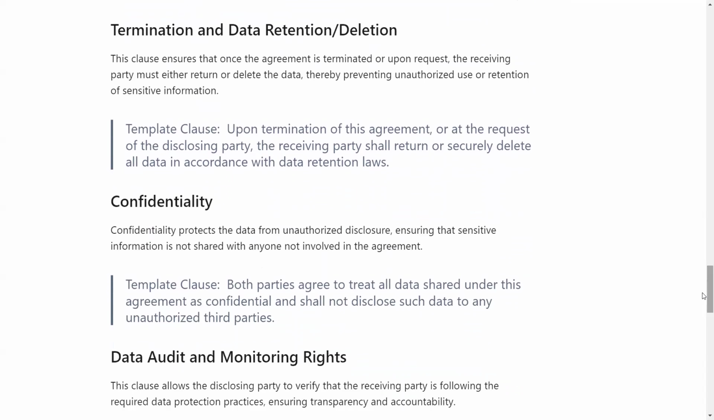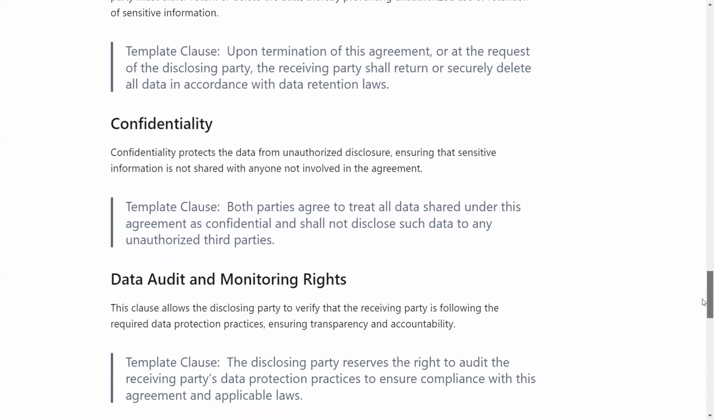Termination of data, or data retention and deletion. This clause ensures that once the agreement is terminated or upon request, the receiving party must either return or delete the data, thereby preventing unauthorized use or retention of sensitive information. Template clause. Upon termination of this agreement or at the request of the disclosing party, the receiving party shall return or securely delete all data in accordance with data retention laws.